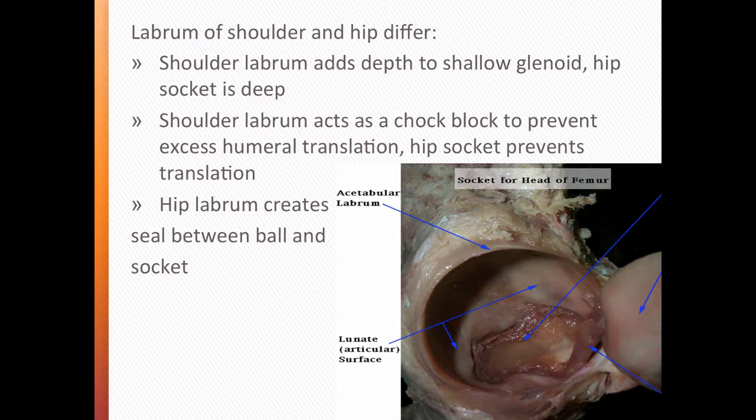And then lastly, we talked a second ago that it seals that ball and socket. So it forms that hydrostatic pressure seal. That's not really the function of the shoulder labrum at all. So that's the main function that you need to know that the hip labrum does, is it creates a seal between the ball and the socket.